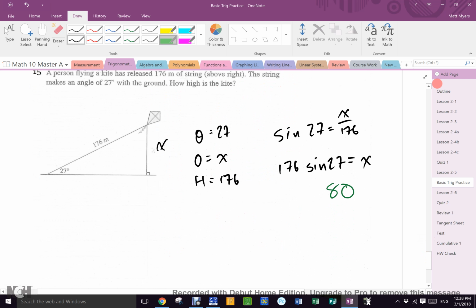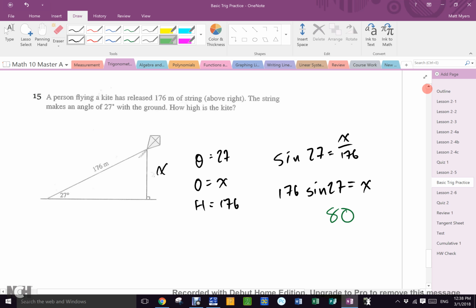And finally, the kite string. There's the kite string. Now, let me ask you this. Is this drawing a model of a person flying a kite? No. Why? Because the kite is attached to the ground. So does this measurement give me the actual height of the kite? Yes, because it's attached to the ground.